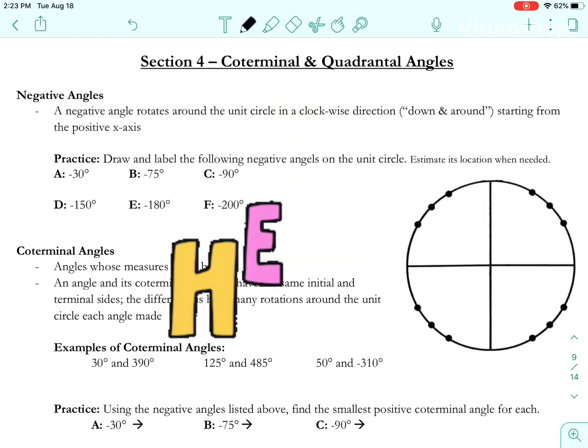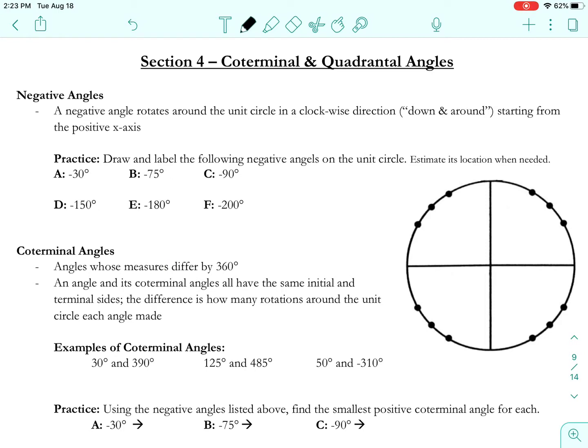Okay guys, today we've got section 4. We're still in chapter 1. We are going to talk about coterminal and quadrantal angles today. So these are two vocab words. I've got some stuff written out here for you.